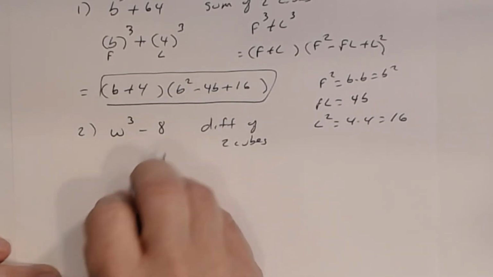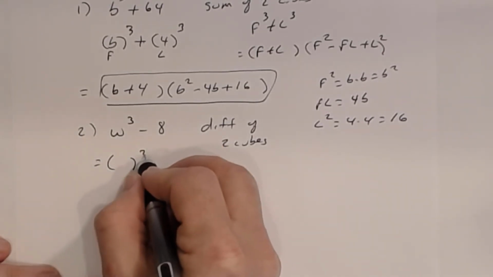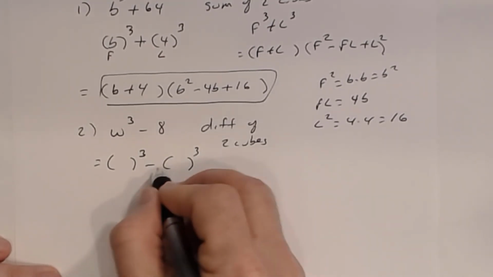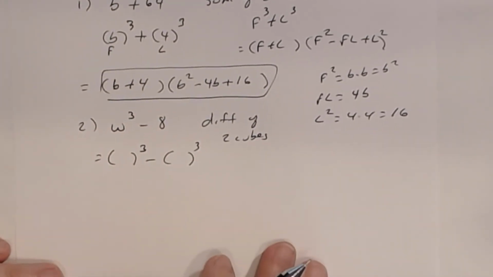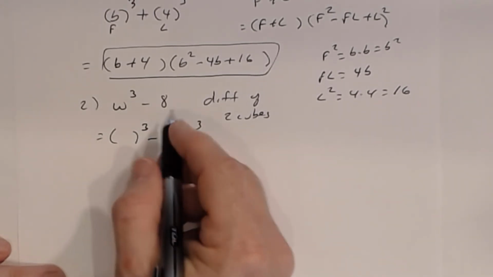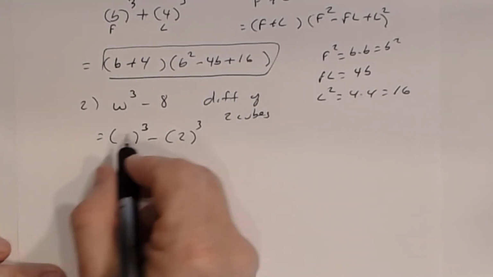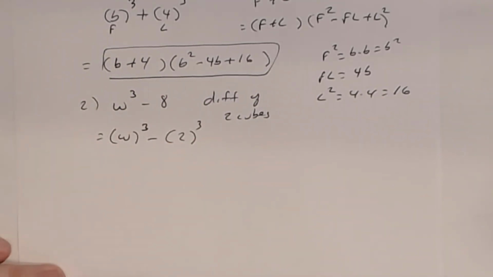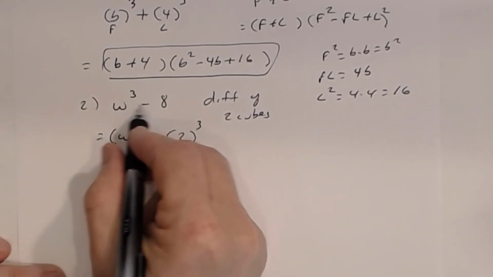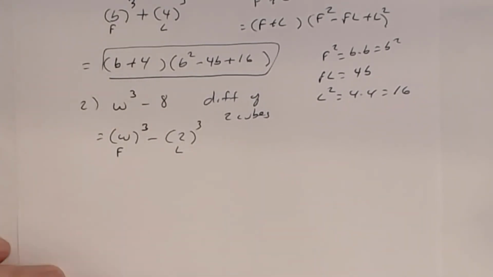So remember, this is the difference of two cubes if I can write this as something cubed minus something cubed. Notice that 8, let's talk about 8 first. 8 is 2 times 2 times 2. So 8 is 2 cubed. W cubed, that's easy. W cubed is just w times w times w. So this is the difference of two cubes. So this is your F, this is your L.